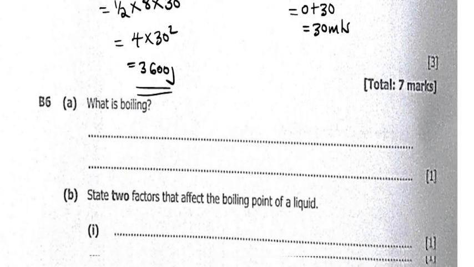We proceed. We look at B6. B6 part A. What is boiling? I'll just give you the definition of boiling. Boiling is defined as the change of state from liquid to gas at a particular temperature. I repeat, boiling is defined as the change of state from liquid to gas at a particular temperature.